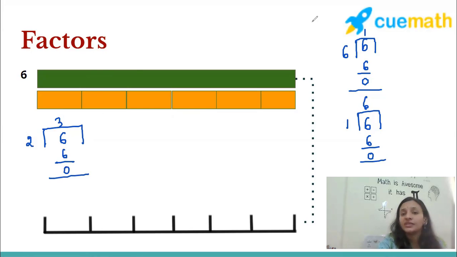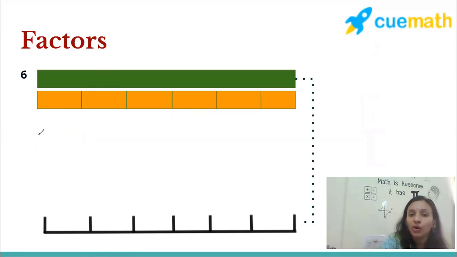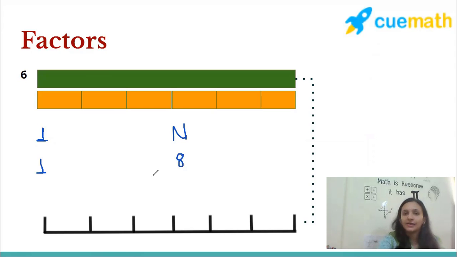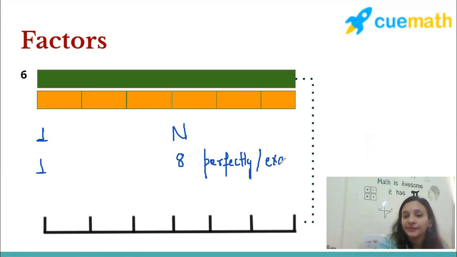So always, in each number's case, the smallest factor is 1 and the largest factor is the number itself. Let's say if you were to find the factors of 8, the smallest factor of 8 would always be 1 and the largest factor of 8 would be 8 itself. In between you might have more or fewer factors. Basically, how would you find the factors? All the numbers which divide perfectly, or we can say exactly, which leave a remainder 0, those are called the factors of a given number.